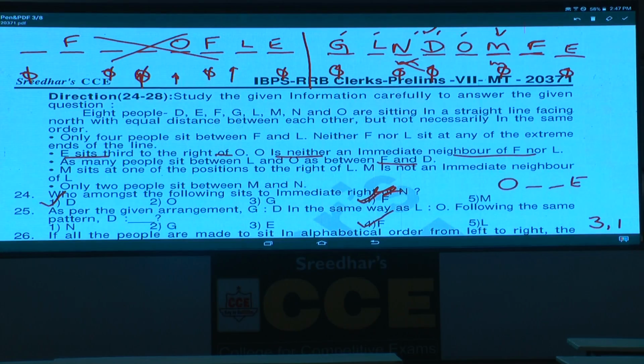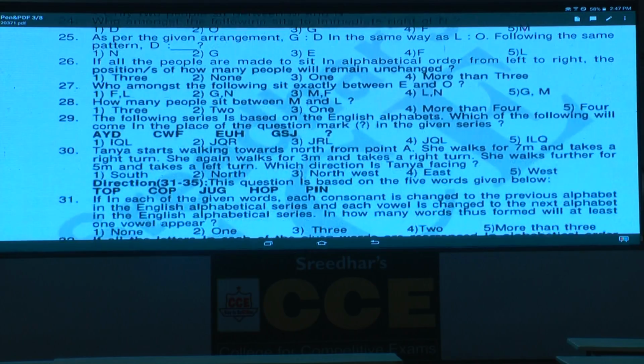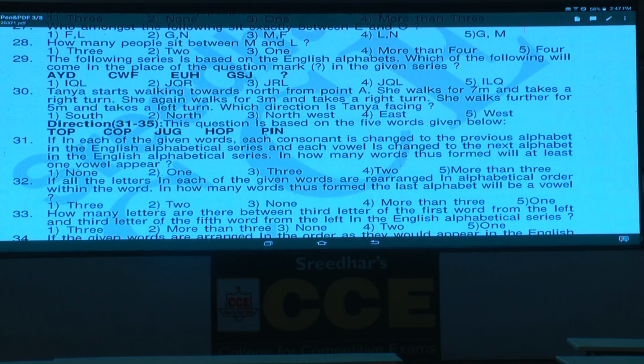Completed? Then 29 and 30. The following series is based on the English alphabets. Which of the following will come in place of the question mark? A, C, E. Now A and C, what is the difference here? Plus 2. C and E plus 2. E and G plus 2. And G plus 2 is I. First letter is plus 2, plus 2, plus 2 is the difference.